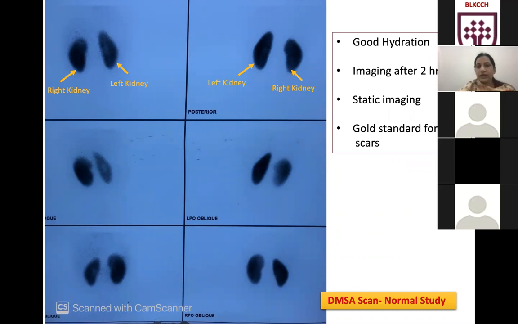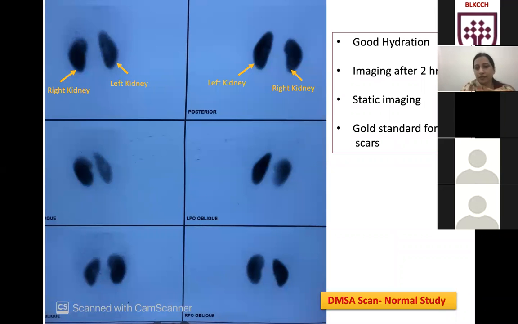So what things do we need to ensure before a DMSA scan? The child should be well hydrated so that the agent will be taken up by the kidneys well, and after the study, it will be rapidly excreted into the urine. After DMSA is administered IV, we should wait for 2-3 hours for it to be taken up by the kidneys before the imaging is performed. So this is one-time imaging and static imaging. It is the gold standard for detection of renal scars.